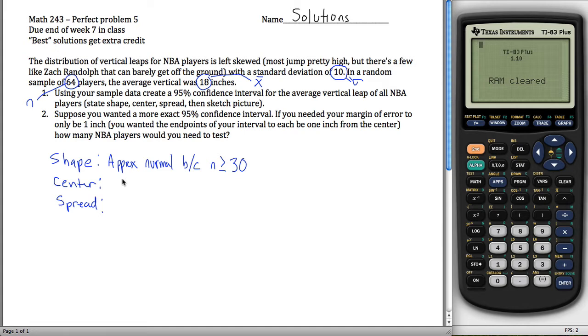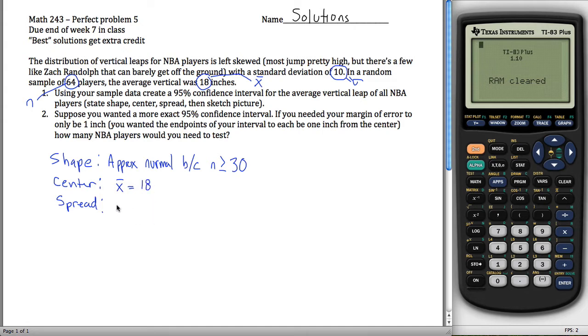The center, I don't know the center. I'm kind of trying to figure out the center. I'm trying to figure out mu. So maybe I'll write don't know mu, but what we'll use is x bar to approximate it. So our center is x bar, our sample average, which is 18.